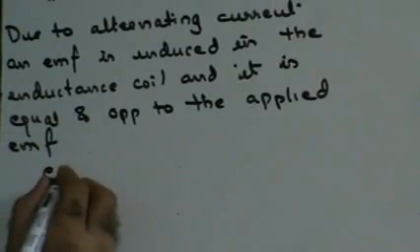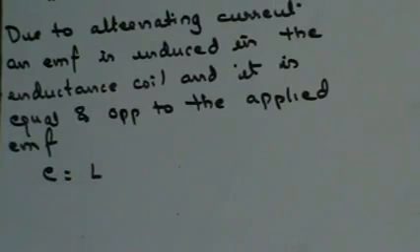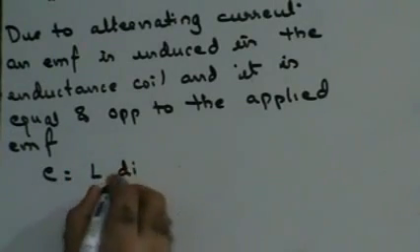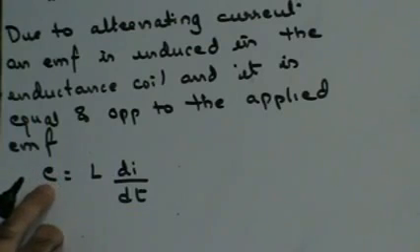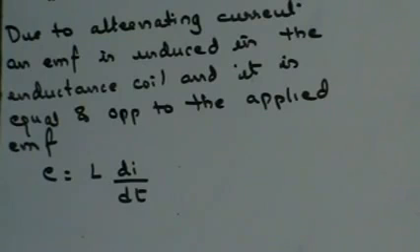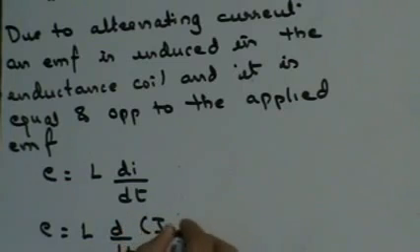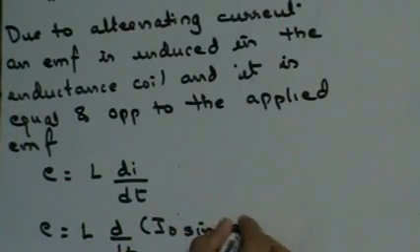Therefore, I can say EMF is equal to L into di by dt. Same basic Ohm's law, I'm still applying Ohm's law: E is equal to IR. So this is my EMF that is generated, this is the resistance and this is the change in current. Therefore E is equal to L d by dt of I, where I is I0 sin omega t.